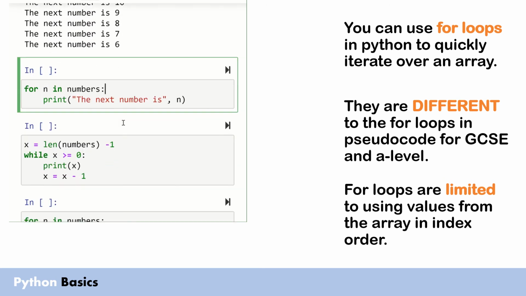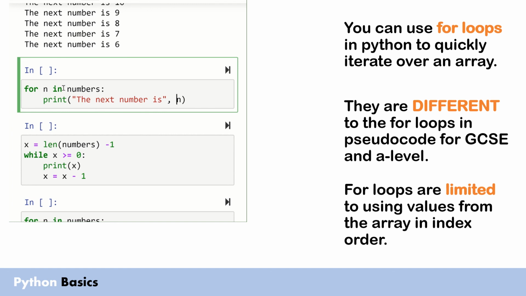There is another type of loop in Python. Now, for those of you studying GCSE and A-level, in pseudocode, you must not use this technique. Okay, this is a Python thing. It's not a pseudocode thing. There is a for loop in pseudocode for the exam, which is completely different to this. I include it because if you go on the internet, you'll see this used a lot because it's just a quicker way of looping over an array.